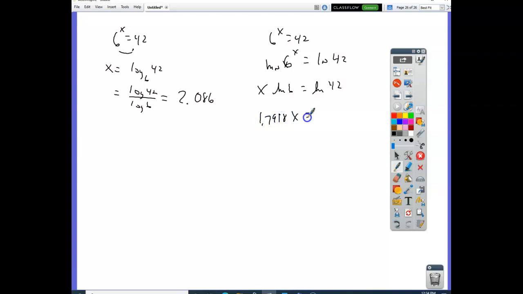1.7918 x equals ln of 42. 3.7377. Is that right? Then I'm going to divide the two. 1.7918 and x equals 2.086. Look at that. You're going to divide by ln 6. That's what we ended up doing, right? Because if you divided ln 6 to both sides, you're basically at this step, except we used ln this time instead of logs. Doesn't matter, you could use logs.